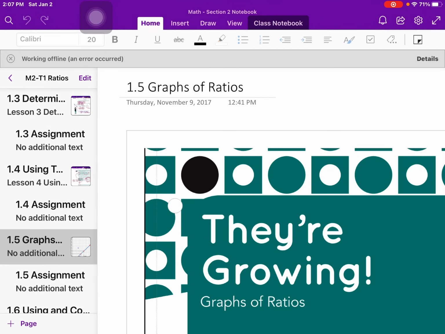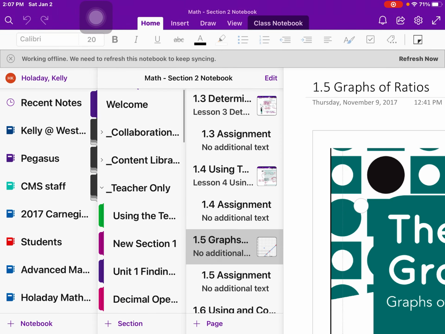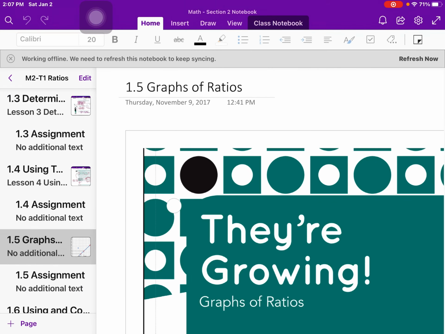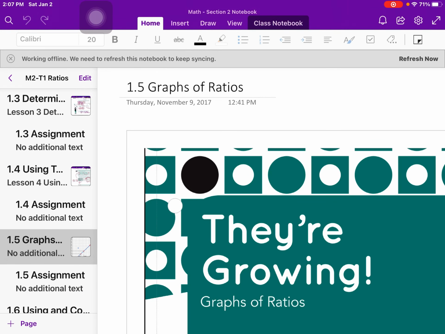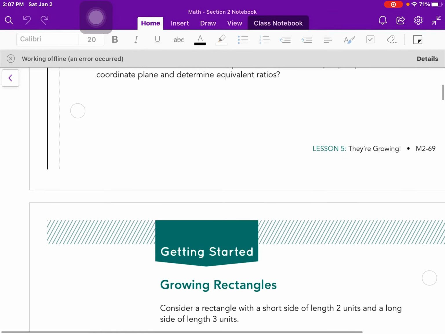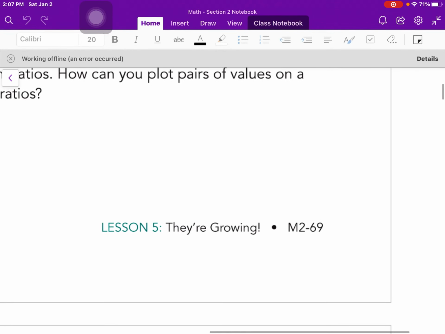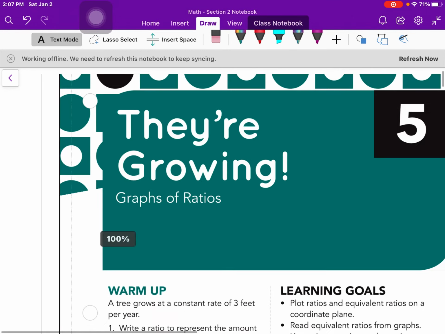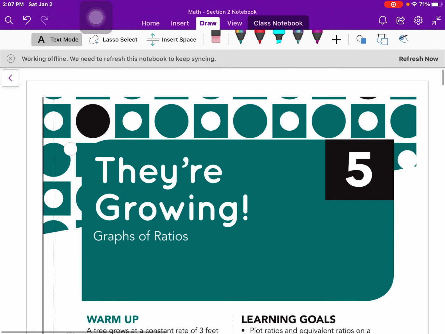Today, sixth graders, we're going to explore lesson 1.5, graphs of ratios. Just a reminder that we're working in our M2-T1 ratios tab, and we're going to find the one that says 1.5 graphs of ratios, they're growing. If you're working in your textbook, you're looking for page M2-69. That's where we're at. You can either work in your textbook or you can work right here in OneNote.